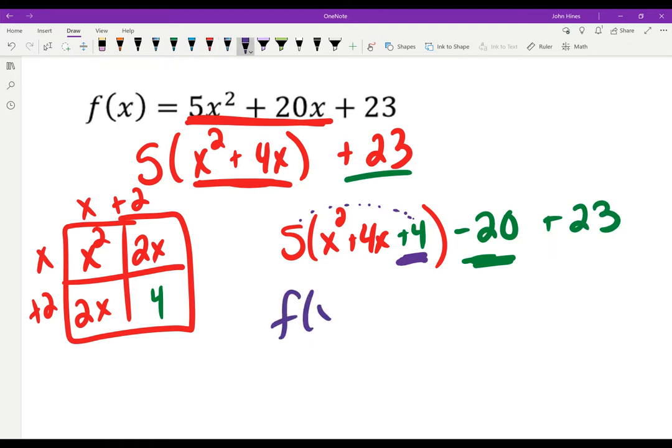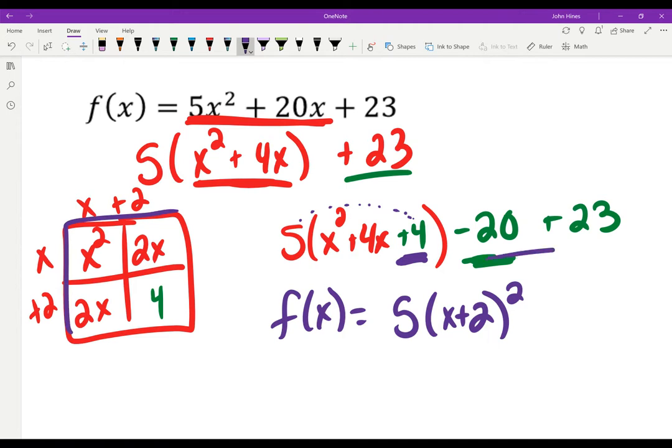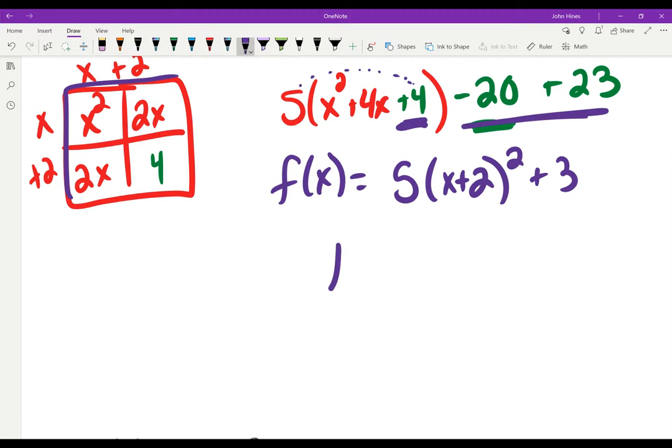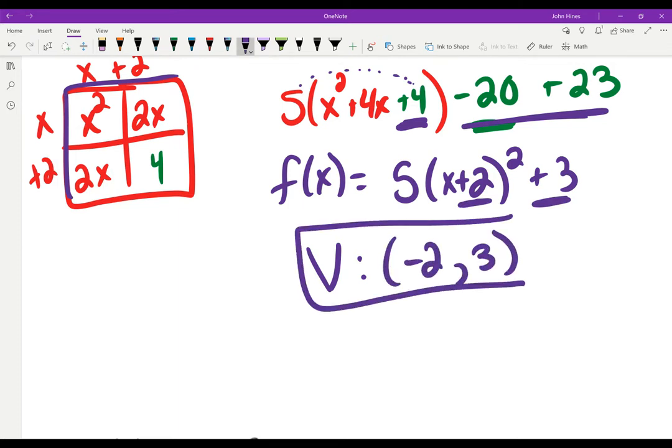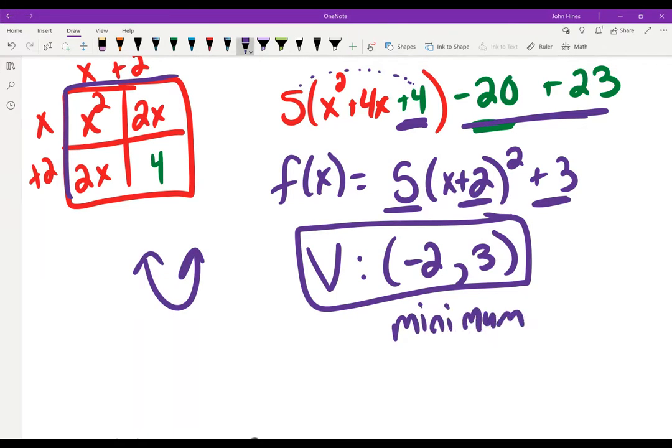So my final answer is 5(x + 2) squared. Combine like terms, I have a plus 3. So my vertex, well, what transformations occurred here? Think back to those transformation lessons. I need to go left 2, up 3. My vertex is left 2, up 3. And I'm concave up, so this is a minimum. That vertex, that turning point, is a minimum.